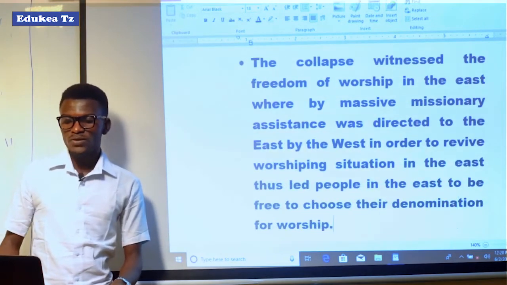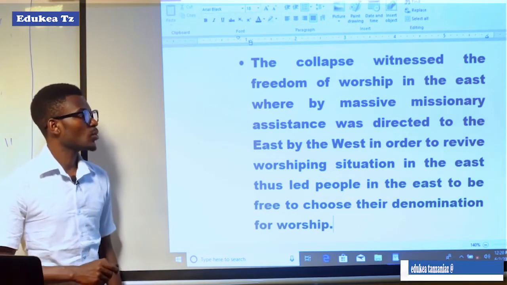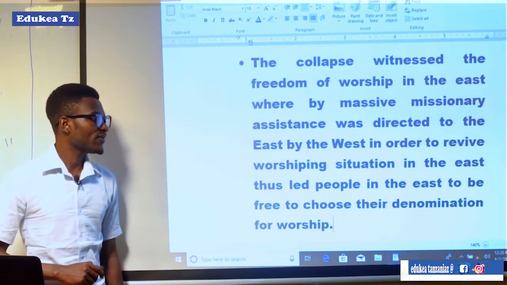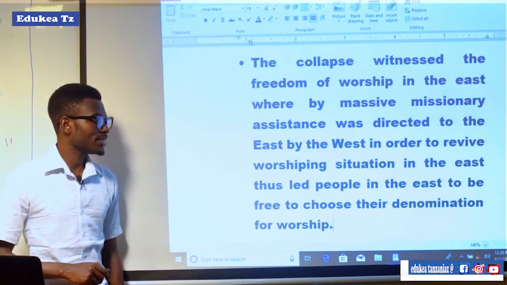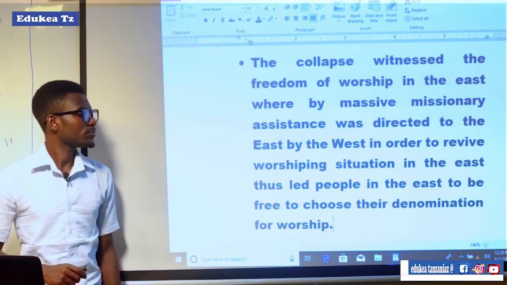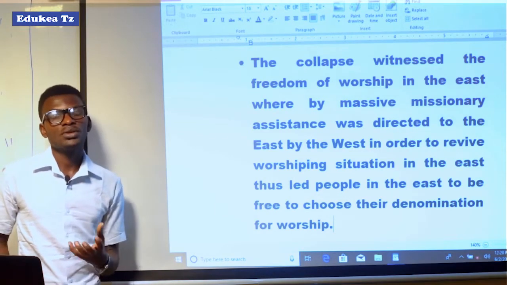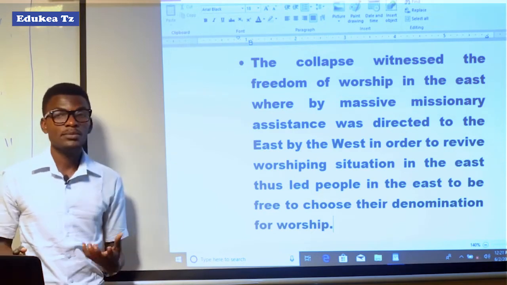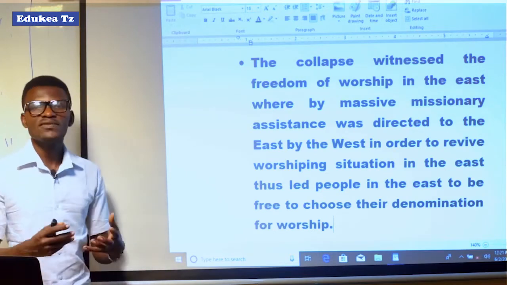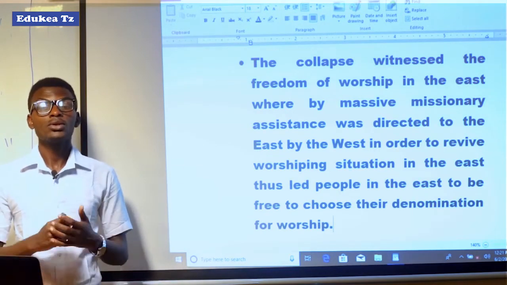Another effect of the collapse of the USSR is that it witnessed the freedom of worship in the East, whereby massive missionary assistance was directed to the East by the West in order to revive the worshiping situation. This led people in the East to be free to choose their denomination for worship, because before the collapse of the USSR, there was no freedom of worship.